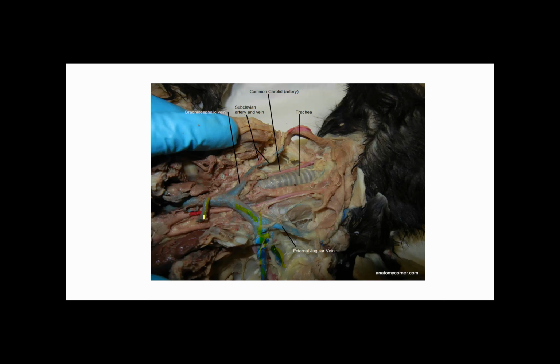Here is a very good picture of the internal thoracic vein. Again, it's singular, it's unpaired, and it's been cut here because the chest wall has been removed from the cat.